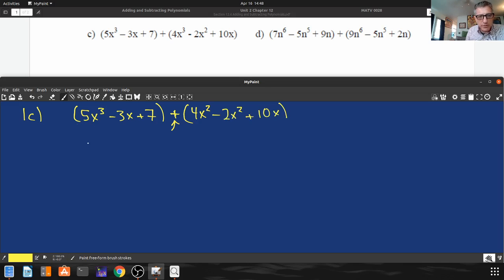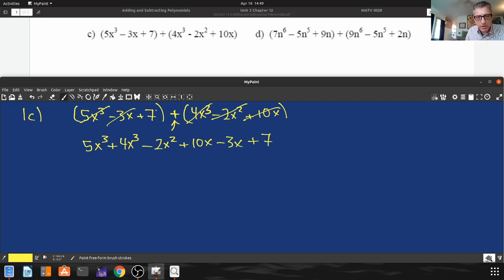So I start out with the highest degree term, which is a degree 3 term. That's supposed to be 4x cubed. And I've copied it down, and I find, is there any other degree 3 terms? And there is. So it's plus 4x cubed. Now I look for my degree 2 term, and right there it is, minus 2x squared. Now I look for degree 1 terms. Right there is plus 10x, and there is a minus 3x, and then I have a plus 7.